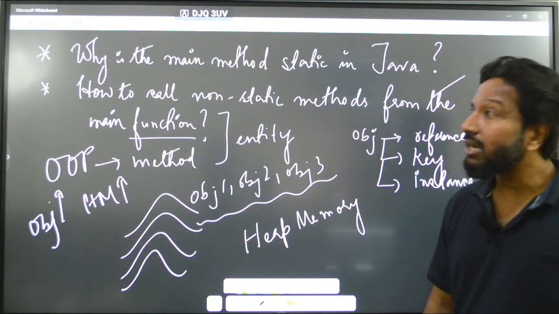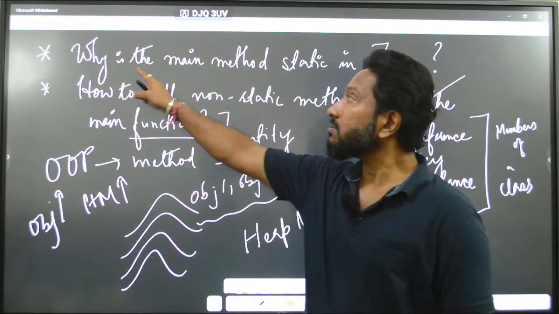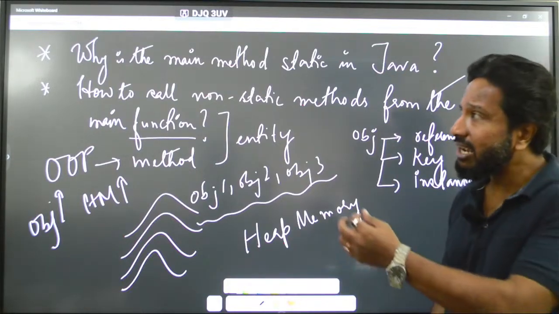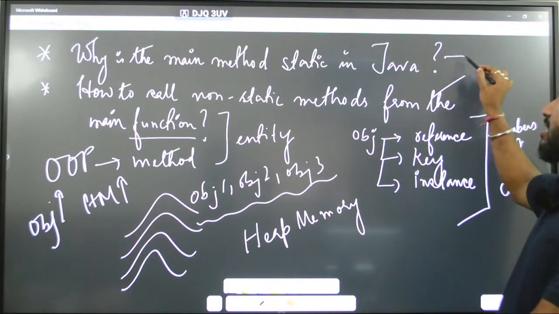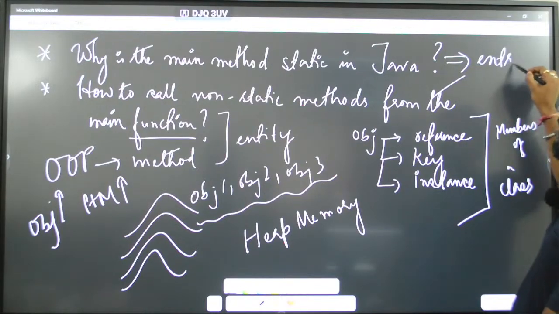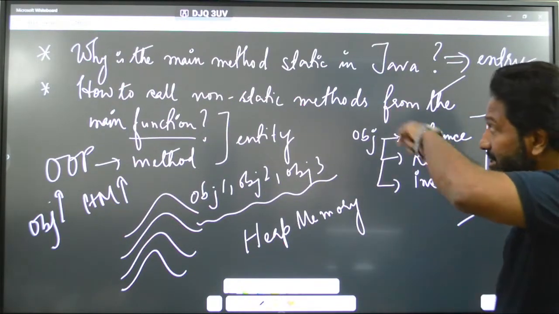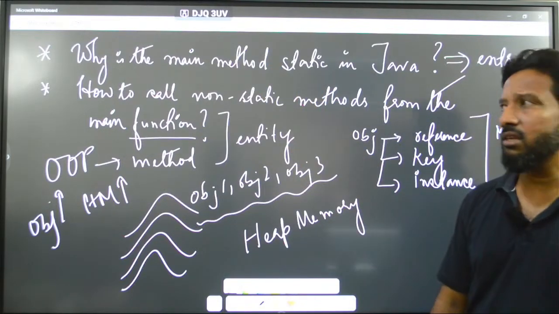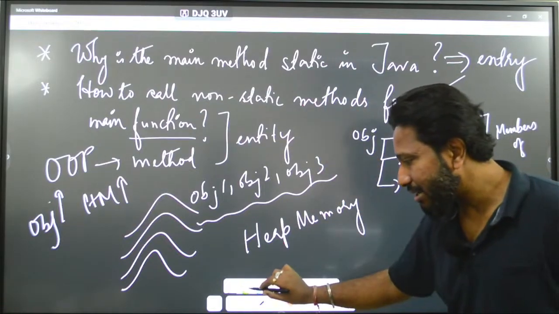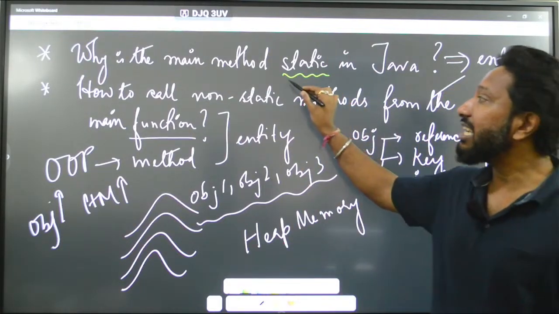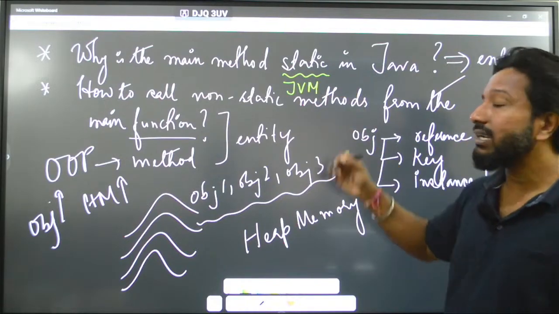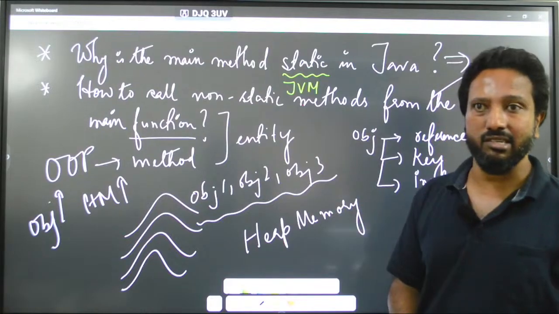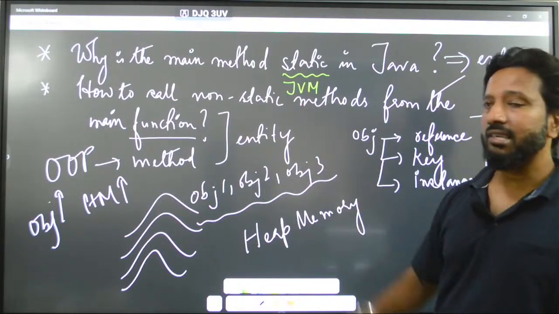So that's why comes the question, why is the main method static in Java? If the main method is not static, it is the entry point, right? This is the entry point of our code, correct? So if this method is not static, then we need to create an object to access our main method also. That is not good. So the main method is kept static so that the JVM, the Java virtual machine, can directly have access to the main method, because it is the entry point and it will actually kickstart our application, the Java application. That's why the main method is static.